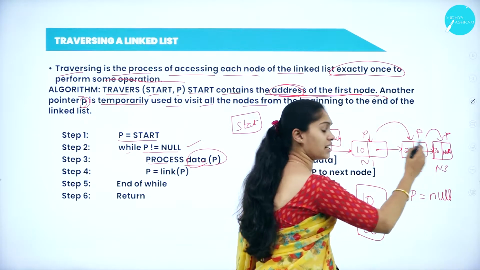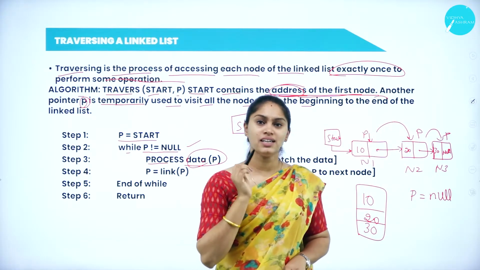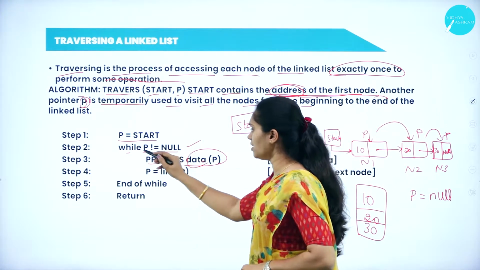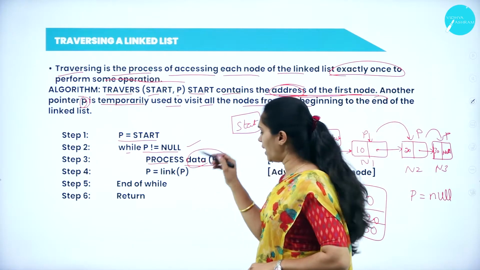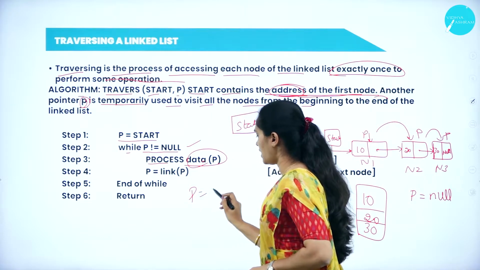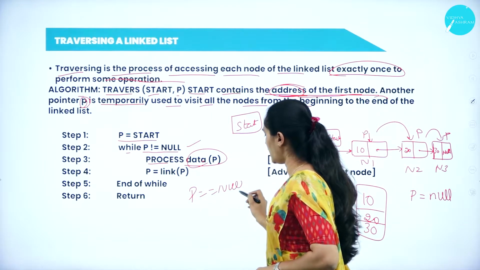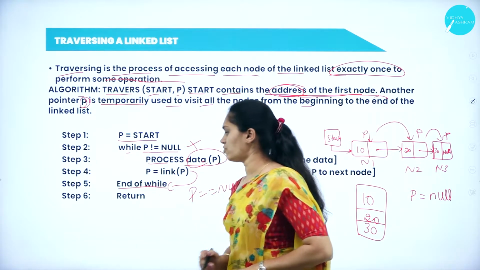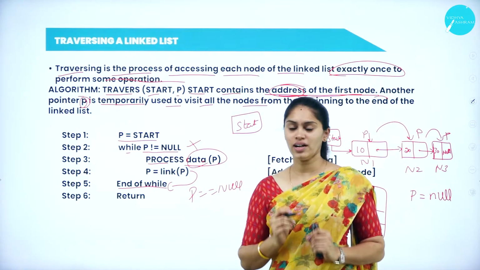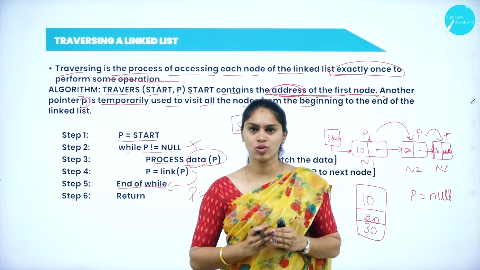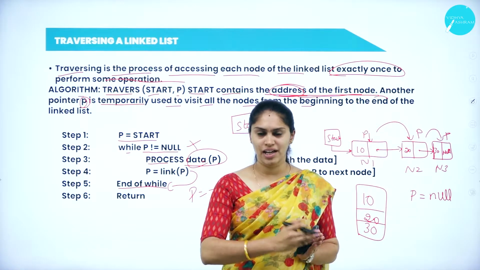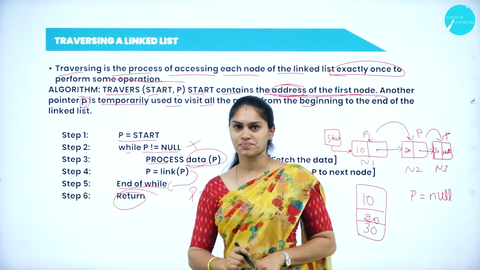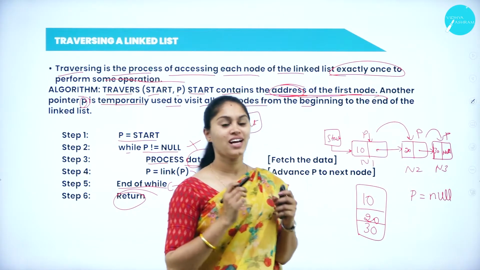Because it doesn't contain the address of the next node, the link of that P is null right now. Then it will come here, P not equal to null, but in our case P is equal to null. So if this becomes false, then it will come here, that is end of the while. That indicates we have visited all the nodes of the linked list from the beginning to the end. Okay, at last we are going to return. So this is regarding traversing.